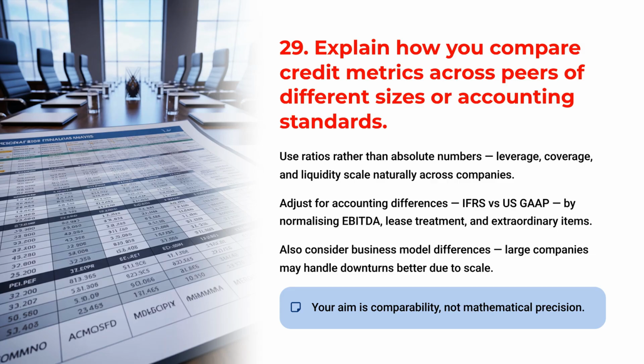Explain how you compare credit metrics across peers of different sizes or accounting standards. Use ratios rather than absolute numbers. Leverage, coverage, and liquidity scale naturally across companies. Adjust for accounting differences, IFRS versus US GAAP, by normalizing EBITDA, lease treatment, and extraordinary items. Also, consider business model differences. Large companies may handle downturns better due to scale. Your aim is comparability, not mathematical precision.